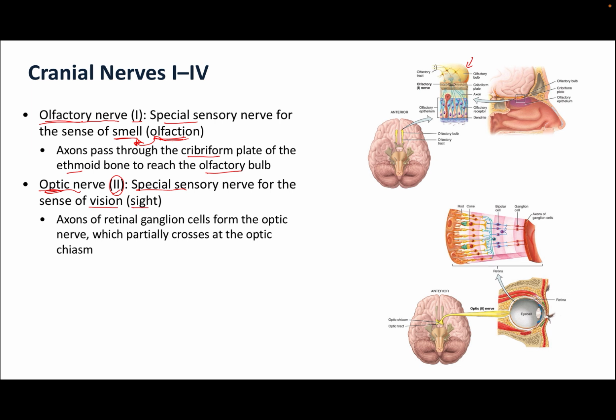And so the axons that we have for our optic nerve, cranial nerve 2, are going to be axons that we have from the retinal ganglion cells. They're going to form the optic nerve, and these are then going to partially cross at our optic chiasm, which we can see here, partially crossing there, our optic chiasm. And again, we'll talk more in depth about this whole crossing over situation in our special senses lectures.